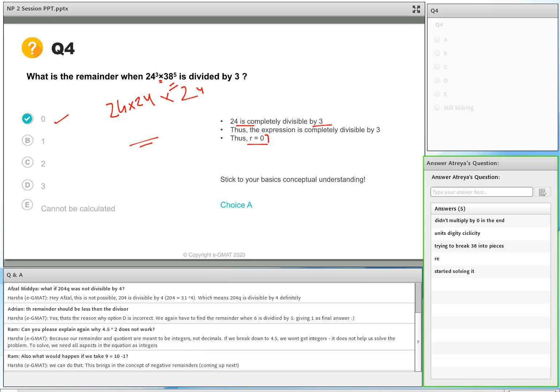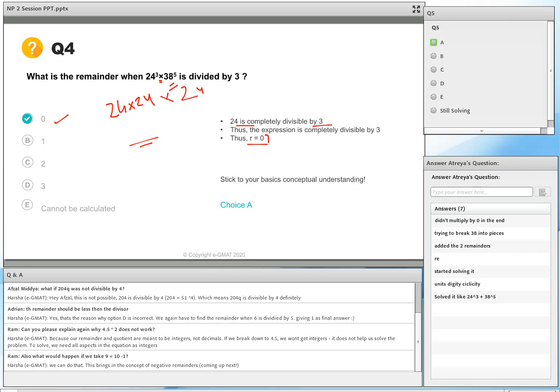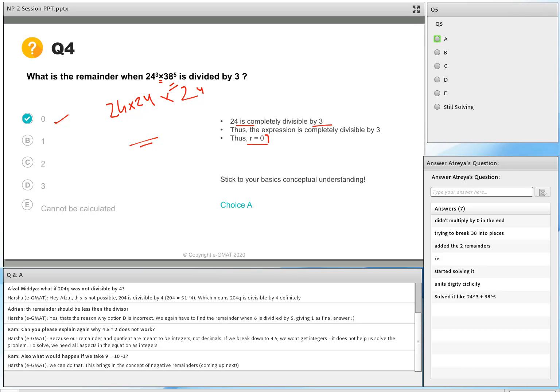Trying to break 38 into pieces. Again, good. That's a good thing. Solve it like 24 to the power 3 plus 38 to the power 5. Okay, get that as well. So all these things we'll try to check in the next question, right? So with that, let me bring in question number 5's poll. Please mark a yes. Please mark still solving in the poll, and then let's move into the 5th question.